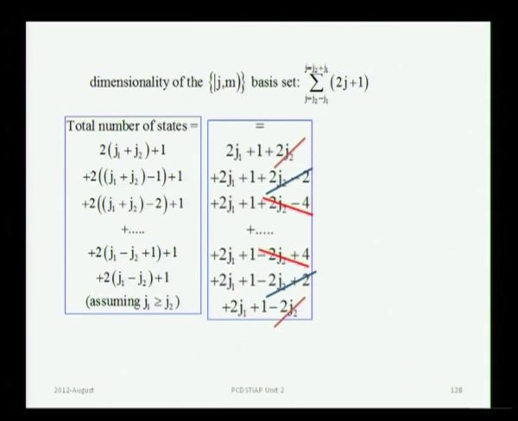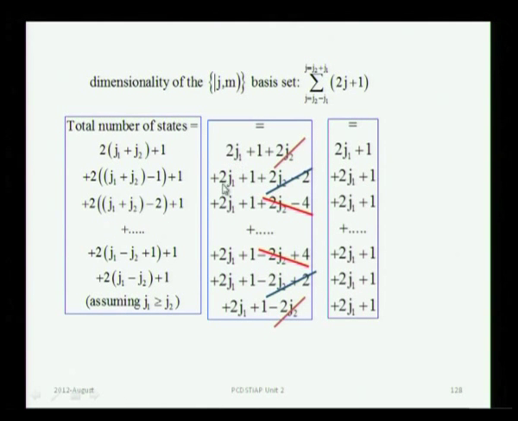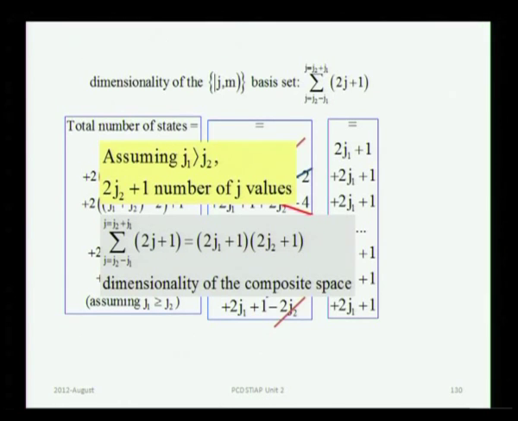Likewise, every term cancels, and what you are left with is just 2 j1 plus 1 coming from here, 2 j1 plus 1 from here, and from here, and all you will be doing is adding up 2 j1 plus 1 to 2 j1 plus 1 and so on. How many times would you do it? 2 j2 plus 1 times, because those are the values that J can take. So, the result is that when you carry out this series summation, it turns out to be a product of 2 j1 plus 1 times 2 j2 plus 1.